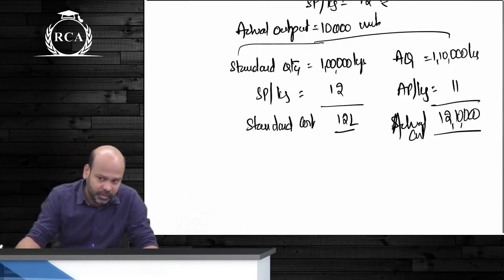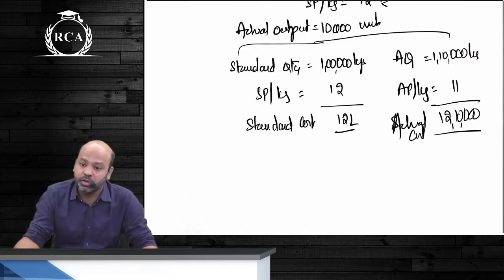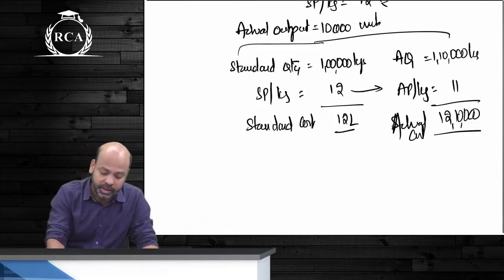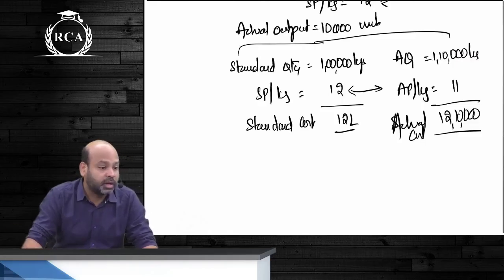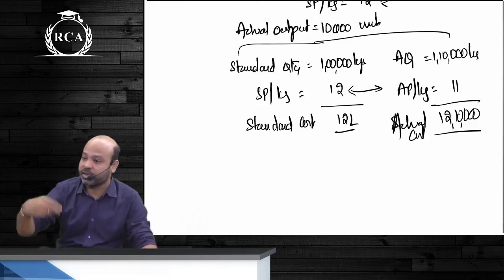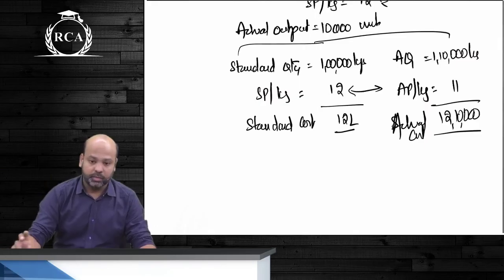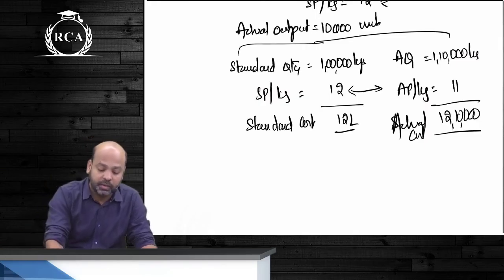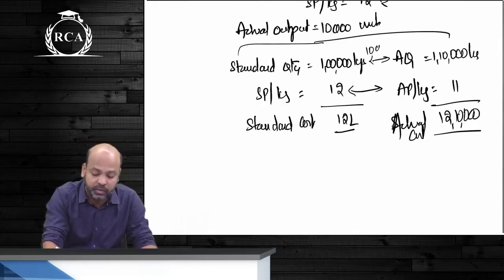The production manager can be questioned only about the consumption of raw material. The purchase manager will be questioned about the price of the raw material. The purchase manager will obviously argue that he has done his job: instead of buying the raw material at 12 rupees, I have purchased it at 11 rupees, and because of my work we are actually saving cost. The production manager will be questioned about the adverse consumption of 10,000 kgs.